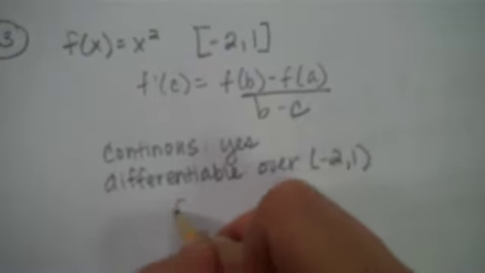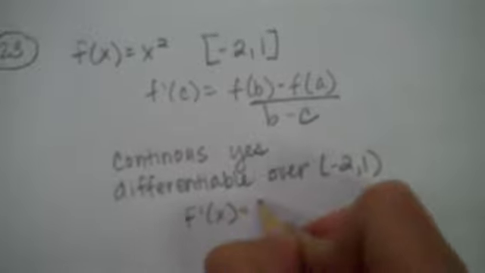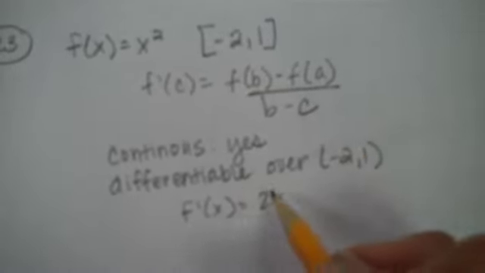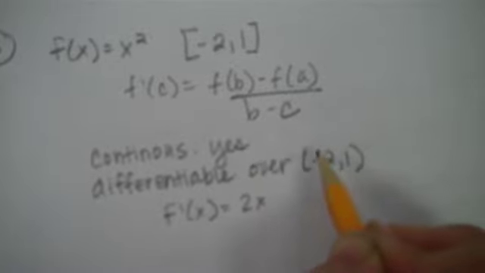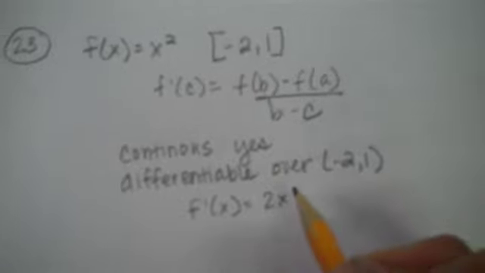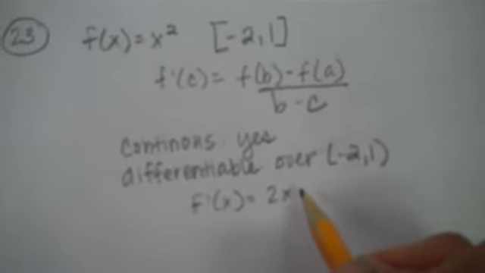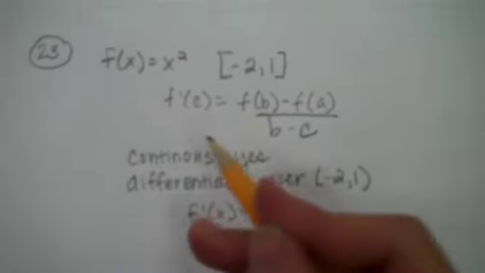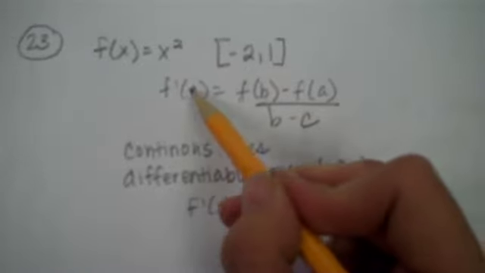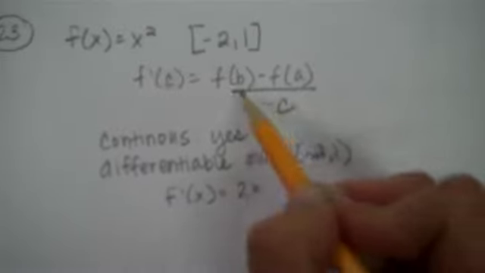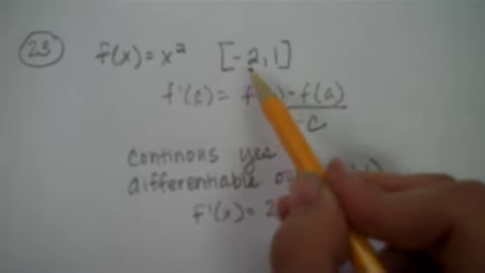But to do that, you actually have to take the derivative. You're going to find that it's 2x, and you could plug in any one of the values within this interval into the derivative, and you'd get a defined answer. So therefore, yes, it's differentiable over this whole interval. Now that we know that, I'm going to start to calculate this out. In the end I'm trying to find the x value that will give me the same derivative as the average rate of change that goes through the endpoints.